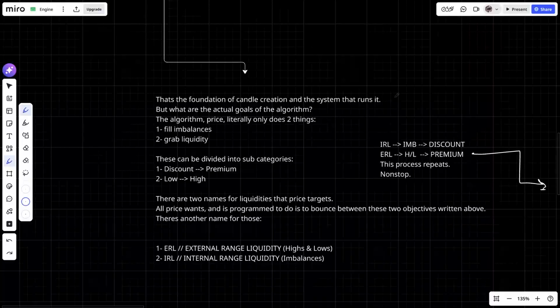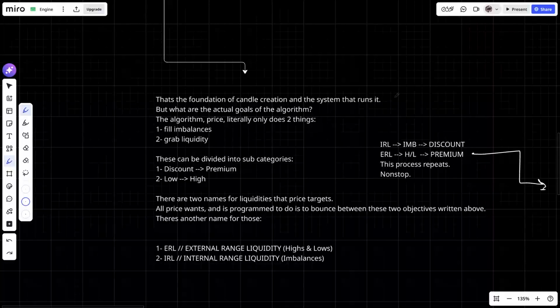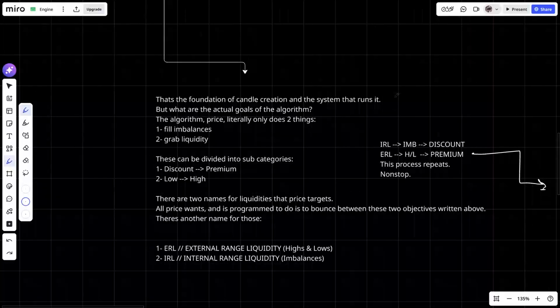IRL is internal range liquidity, which is your imbalances, which is your fair value gaps, your new week opening gaps, your new day opening gaps, your volume imbalances. If you don't know what those are, please go study a little bit. If I wanted to pack everything about ICT concepts into this video, it would take 6 hours of recording. That's why I said you need a little bit of understanding.